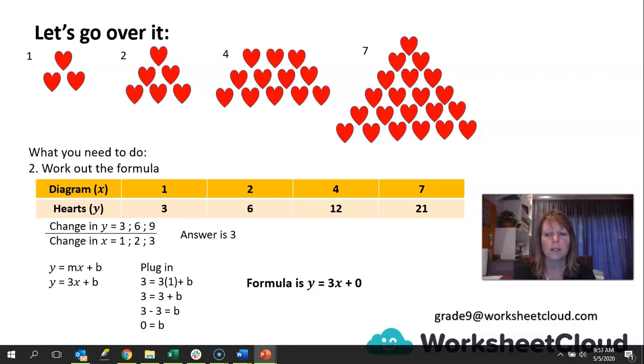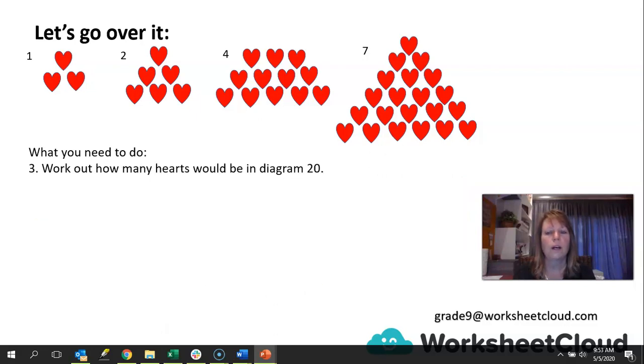What was the second thing that you needed to do? You needed to now work out how many hearts would be in diagram 20. You've now got your formula: y is equal to 3x. Remember, we can add on the 0, or we don't have to, because it's not going to make any difference to our overall calculation. So let's plug it in.